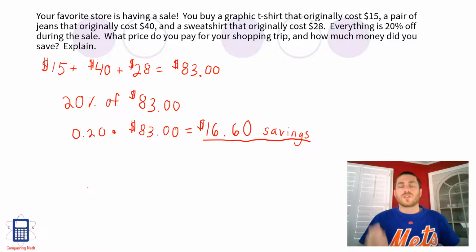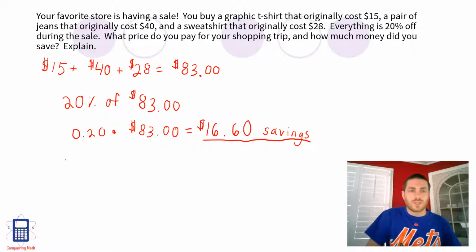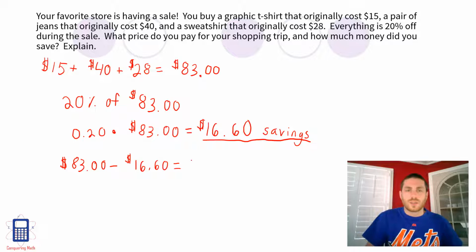And we do have one final step. We need to know the final amount that we pay. So if it was originally $83 without the sale, and we saved $16.60, that brings our final price to $66.40. And I'll write sale price next to that. Sale price. And that's it.